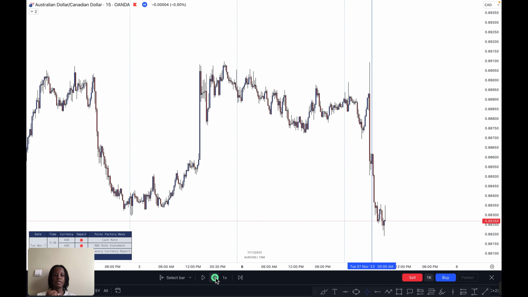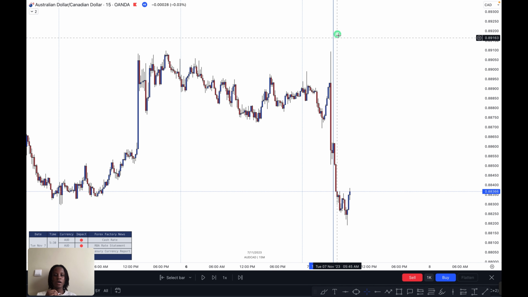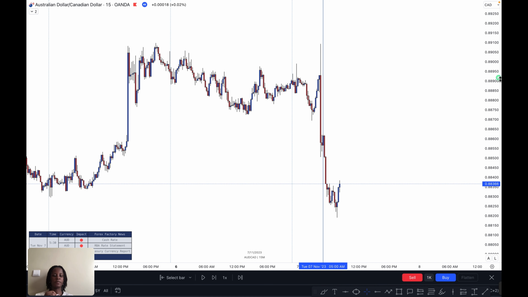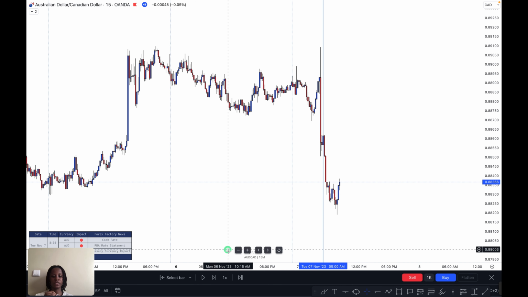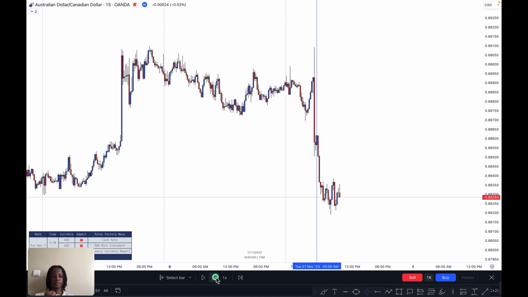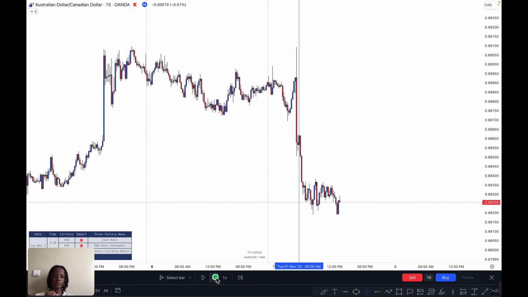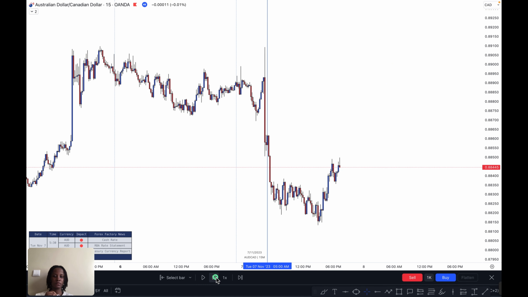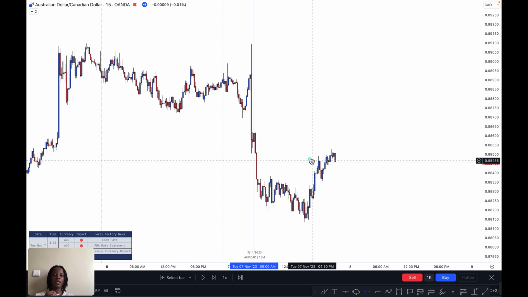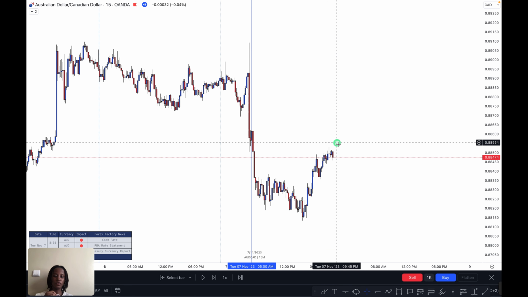So here you can see that the price just kept on moving down and did not give us any entry. Specifically, it looks like we'll not be getting any entries on this day. So let's see. From here you can see it has started to retrace.